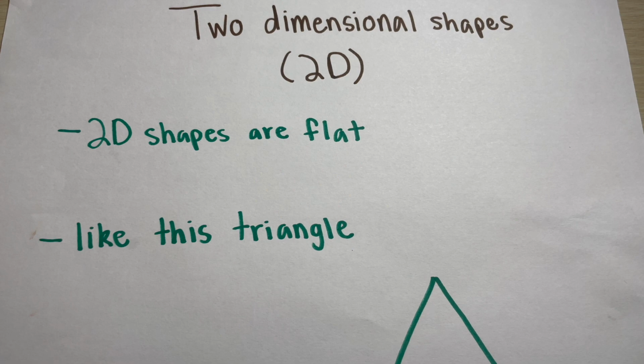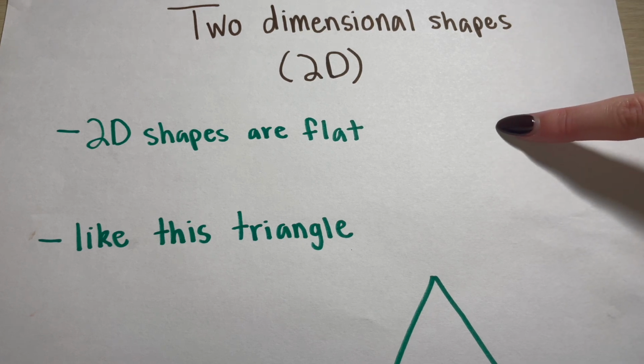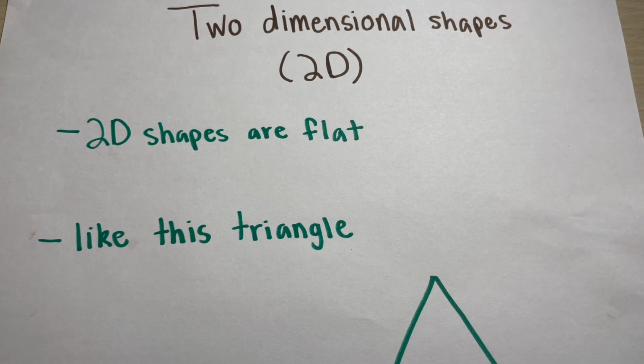In today's activity, we will be learning how to tell the difference between two-dimensional and three-dimensional shapes. So first, let's talk about what these are. Let's start with two-dimensional or 2D shapes. 2D shapes are flat. These are the kinds of shapes you have when you just draw some on your paper.